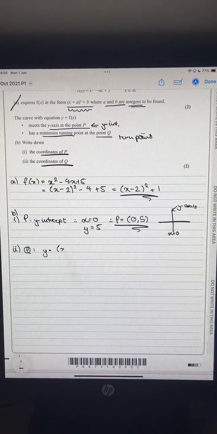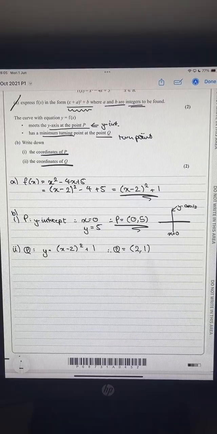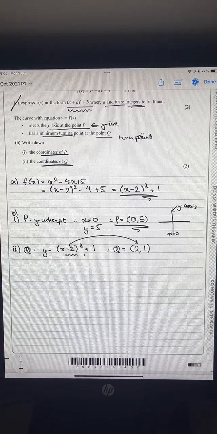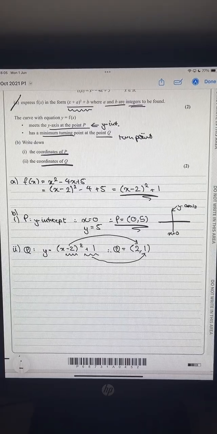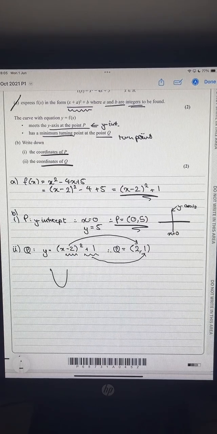So if I just rewrite that down here for reference, (x - 2) squared plus 1, we know that q is going to be equal to (2, 1), because if we remember, we take the value here and we change the sign, so that becomes a positive 2, and we just take the value here as it is for the y coordinate. This is because of how it works with the maximum and minimum. So here I've got a positive quadratic.